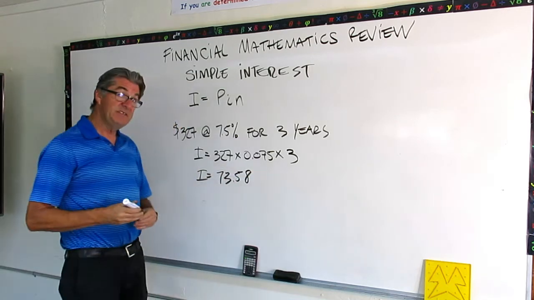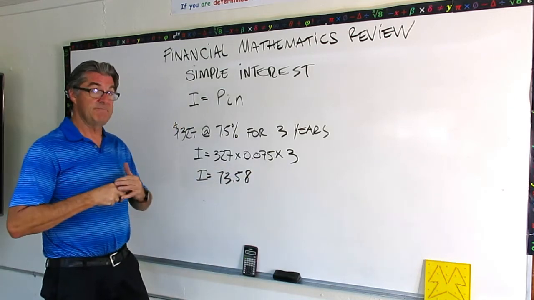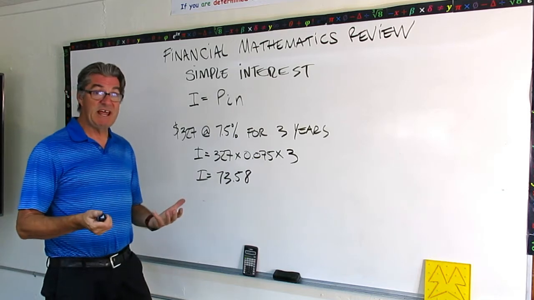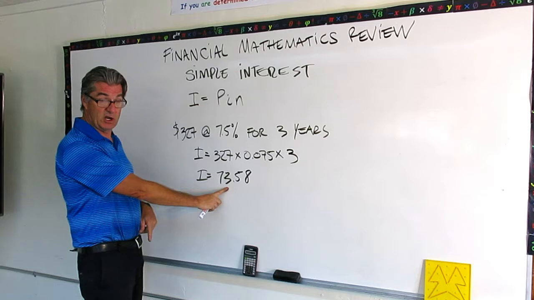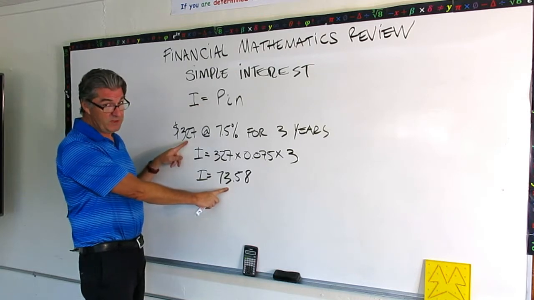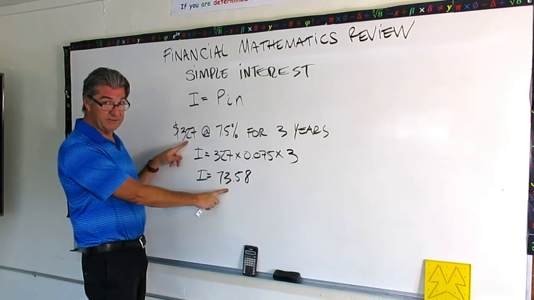So the interest is $73.58. Now pay attention to the problems because it might ask you how much is in the account at the end of 3 years, in which case you'd have to add the interest earned to the original amount, and that would give you the amount in the account.